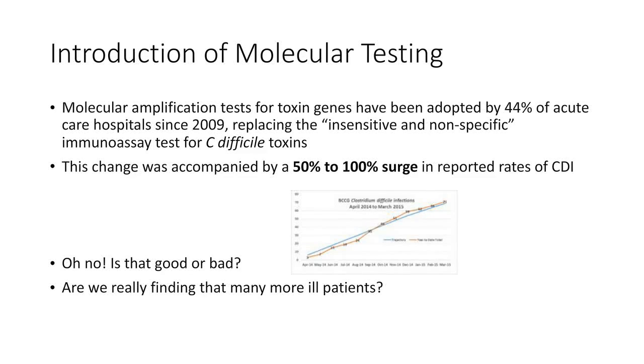So the introduction of molecular testing came about in 2009. Since then, about 44% of acute care hospitals have adopted molecular testing. It was supposedly replacing the insensitive and nonspecific immunoassay test for C. difficile. We will revisit that statement. This change in practice from EIAs for toxin to molecular was accompanied by a 50 to 100% surge in reported rates of C. difficile infection.